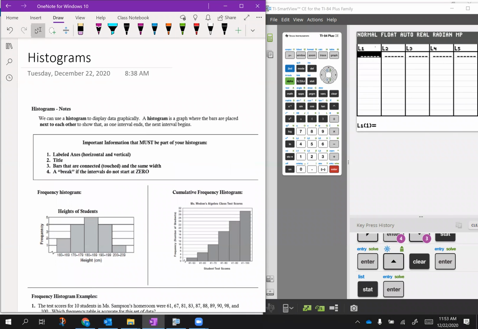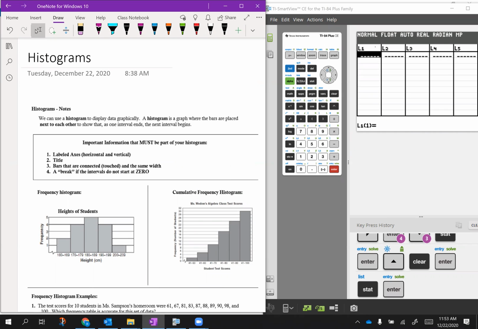Hi guys, today we're going to be talking about how to graph a histogram. There's two types of histograms. There's a frequency histogram, as you'll see at the left. And then there's a cumulative frequency histogram that grows with each data set. So it'll always be getting larger and larger because cumulative means to add.